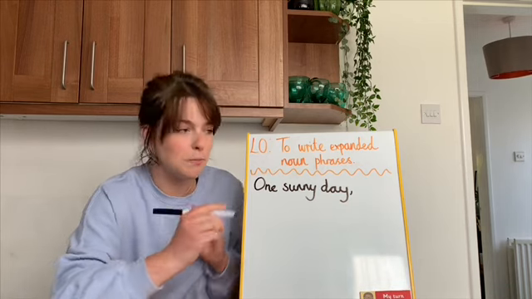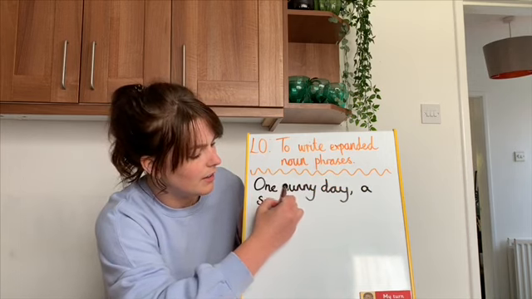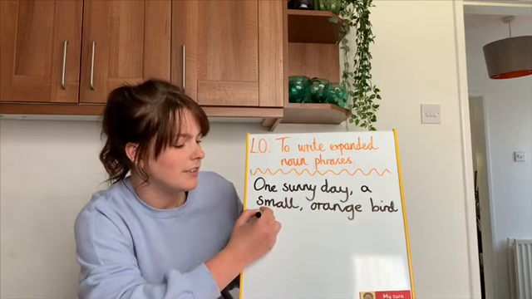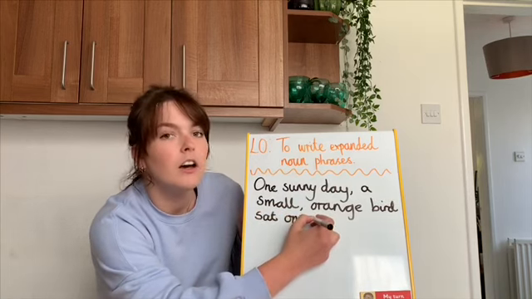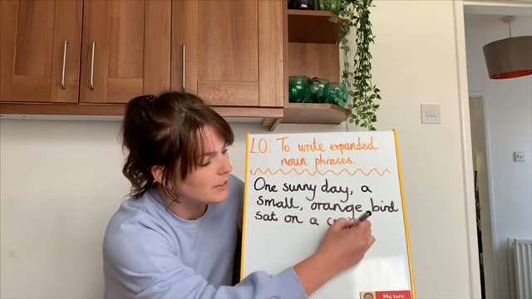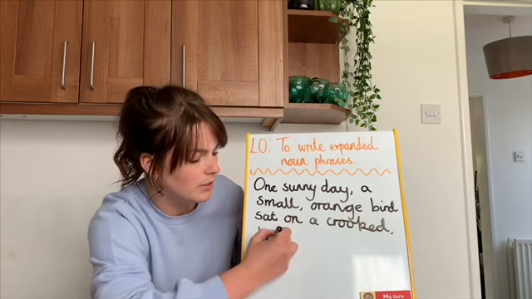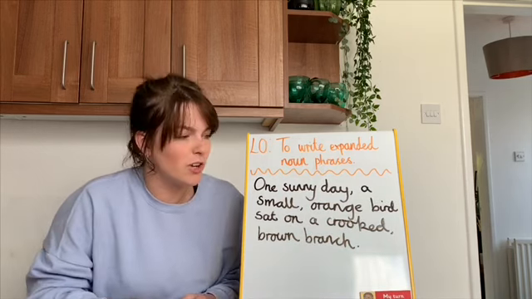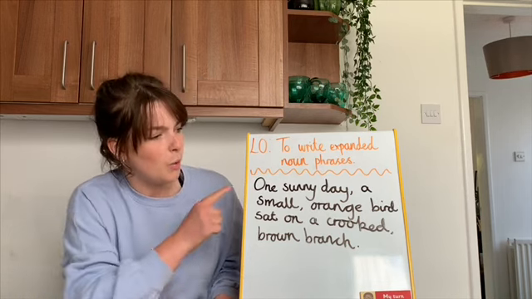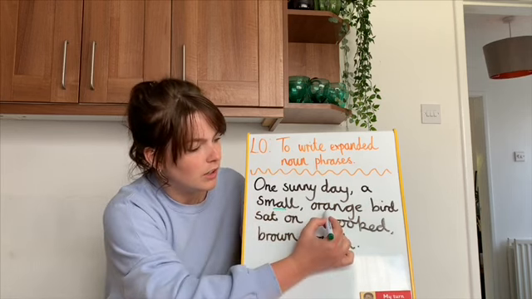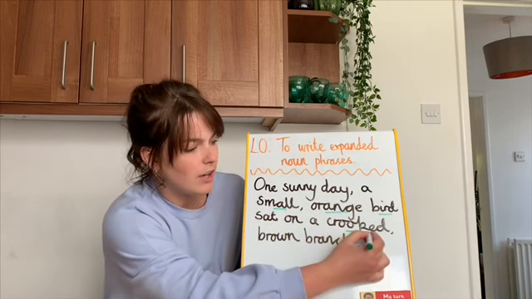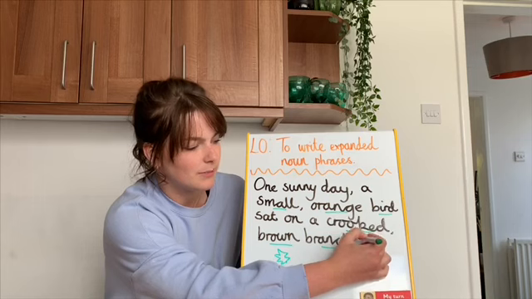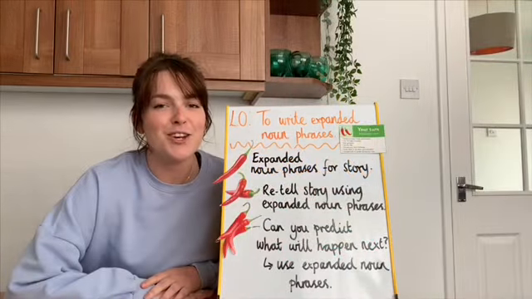A small orange bird. Sat on, I could use my other one. A crooked brown branch. So I've just done the start of my story and already I've got in two expanded noun phrases. One sunny day, a small orange bird sat on a crooked brown branch. I've got my nouns and my adjectives. Simple as that. Okay, year 2, now it is your turn.